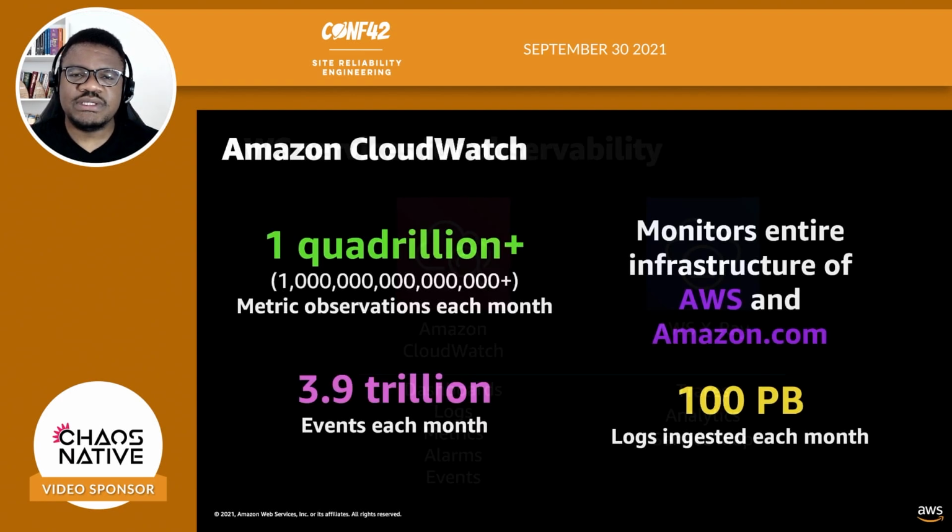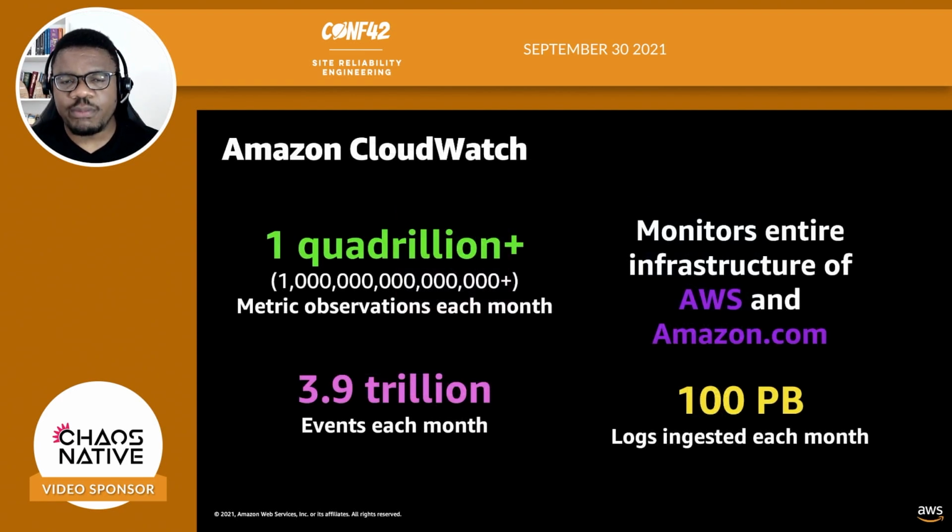Let's delve a bit deeper into Amazon CloudWatch. So a couple of stats here for you. Amazon CloudWatch processes 1 quadrillion plus metrics observations each month. And also it processes 3.9 trillion events each month. And this is the service we use to monitor our entire infrastructure of AWS and also Amazon.com, which gives you a feel of the scale of this service and its suitability to serve the majority of use cases. Finally, it also processes 100 petabytes of logs ingested every month. And this is quite massive when it comes to scale.